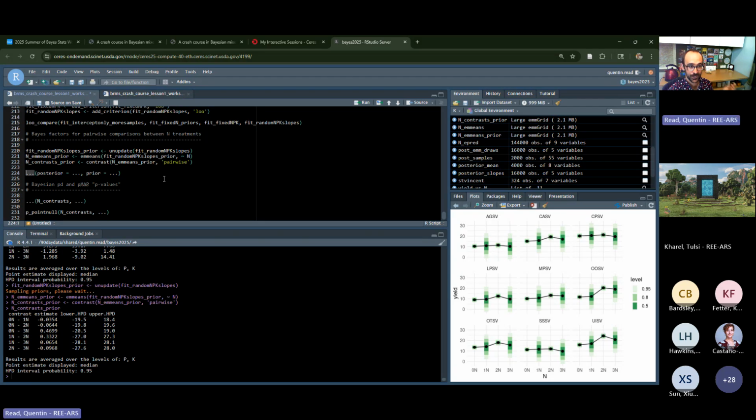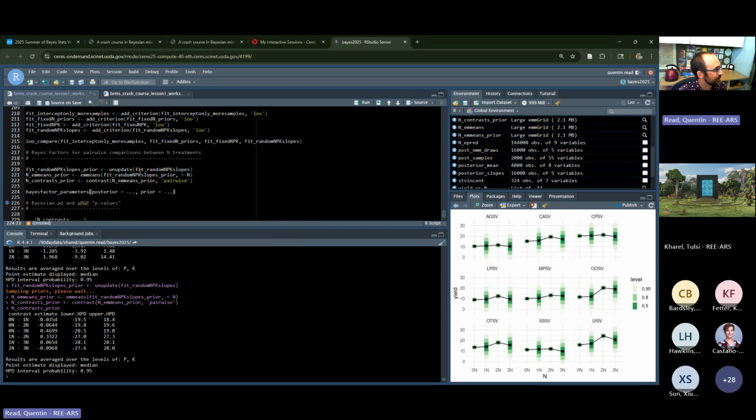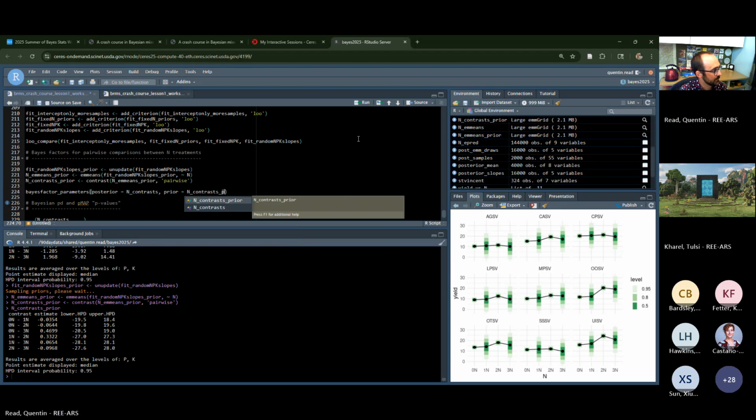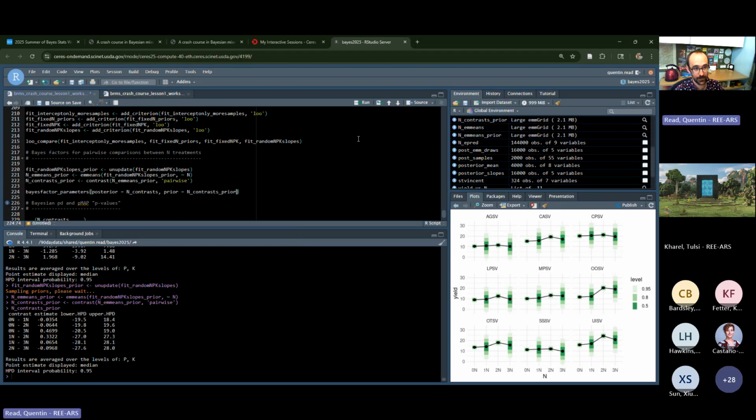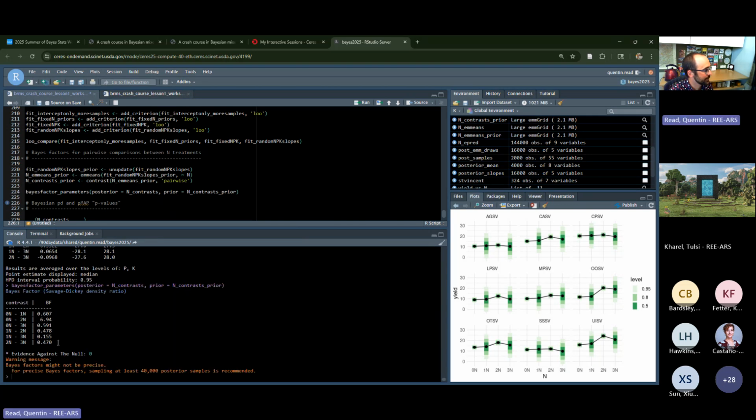Let's see how our beliefs changed after we saw the data. In bayesfactor_parameters, the posterior distribution is the contrasts, and the prior distribution is n_contrast_prior. Okay, and then I'm going to run that and we'll see the Bayes factors. So you can see that the Bayes factor is pretty close to 0 for many of these, except for the difference between 0 and 2. The Bayes factor is about 7.